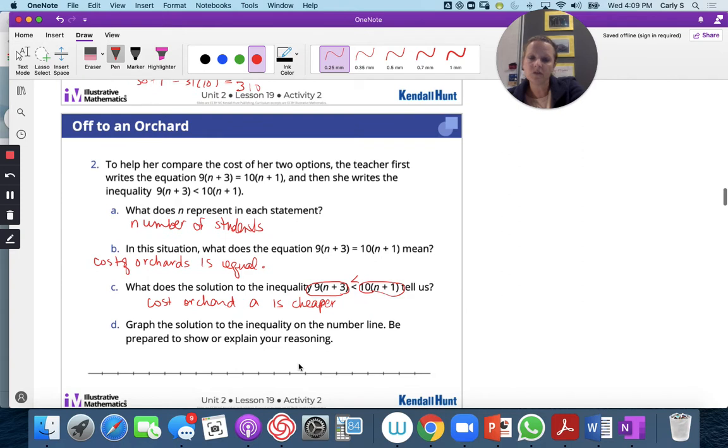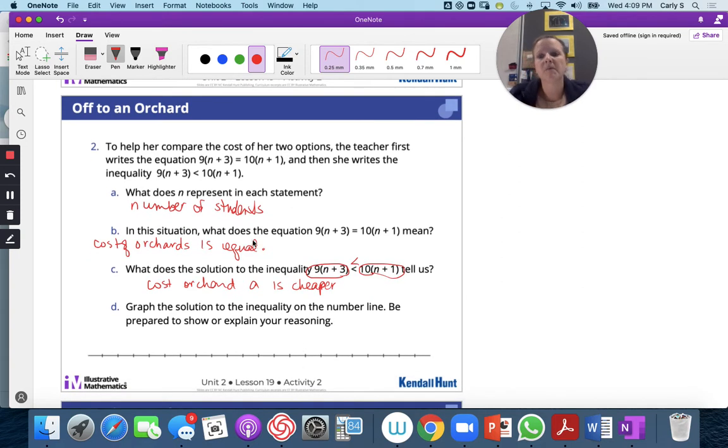Now graph the solution to the inequality on the number line. Be prepared to show or explain your reasoning. I'm going to come up here. First, when I'm graphing, I take the inequality and graph it. I'm going to take the inequality. So I have 9n plus 3 is less than 10n plus 1. Let's go ahead and distribute. 9n plus 27 is less than 10n plus 10.